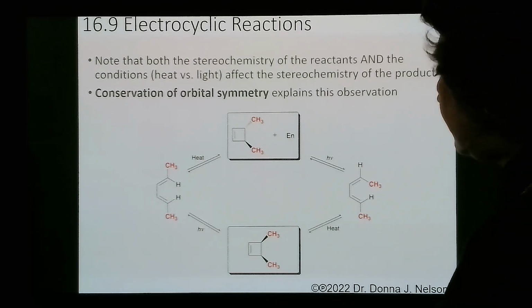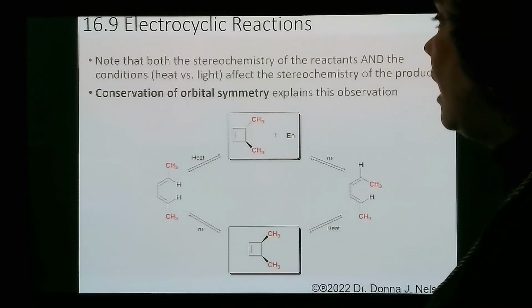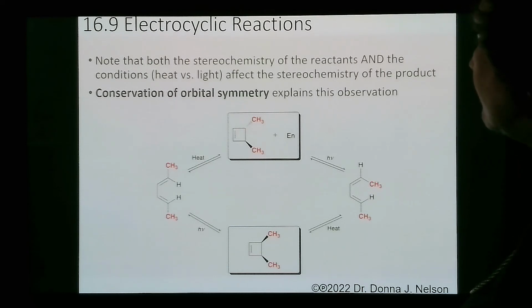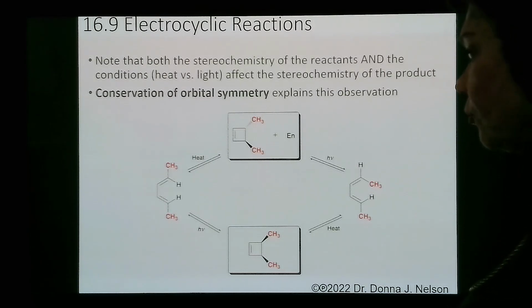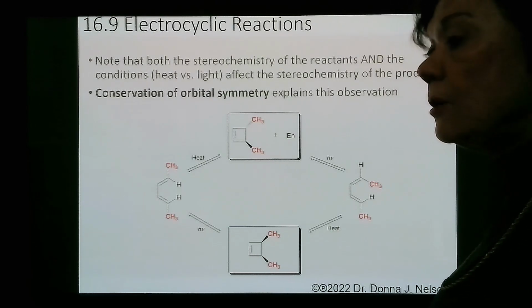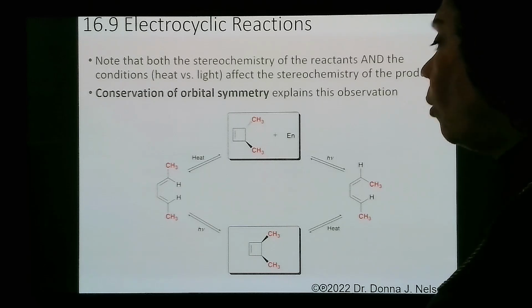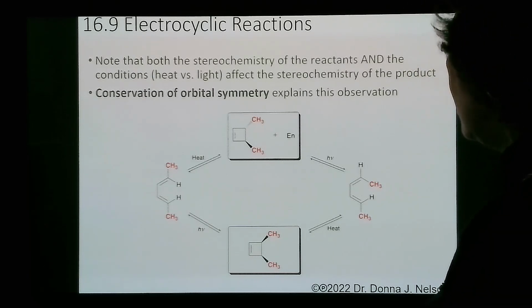So you have these strange reversals taking place. And you can see that on this transparency also. There's two ways to reverse the stereochemistry of the reaction, either by adding light to the reaction conditions or by switching from 6 pi electrons to 4 pi electrons.